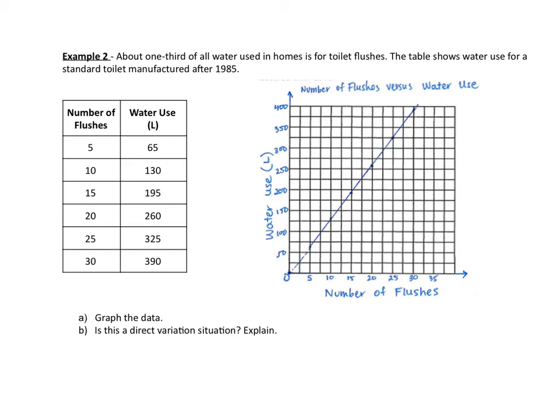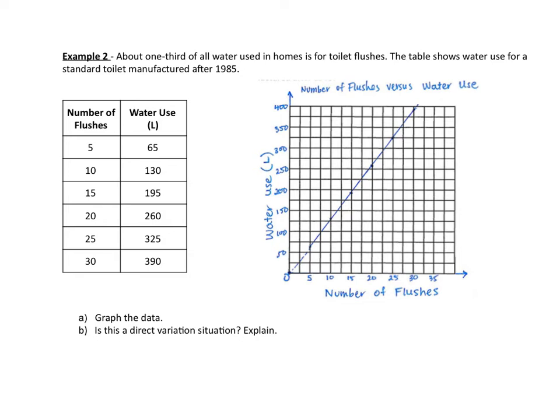Typically, when we are titling our graphs, the template that you should try to follow is you take whatever is on your independent axis, you write out the word versus, so not the abbreviated VS for versus, but you actually write out the word versus, and then you write in your dependent variable. So for us, I have a title that is number of flushes versus water use.